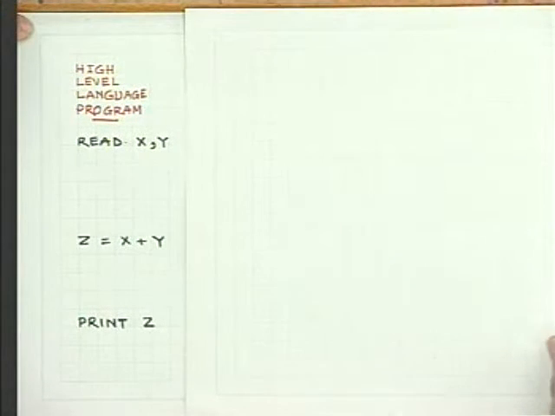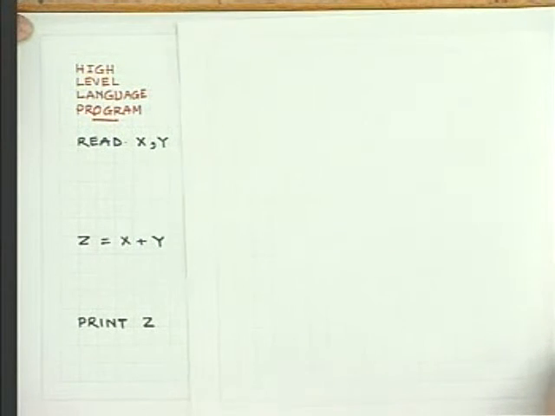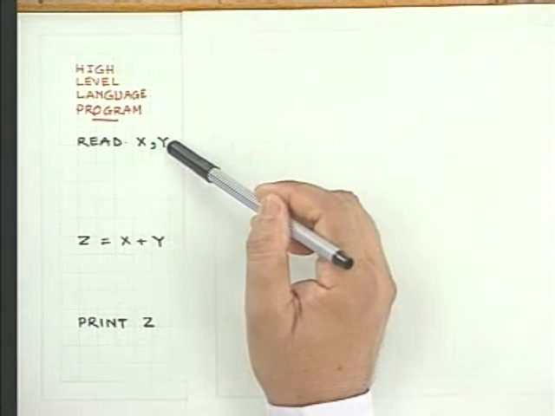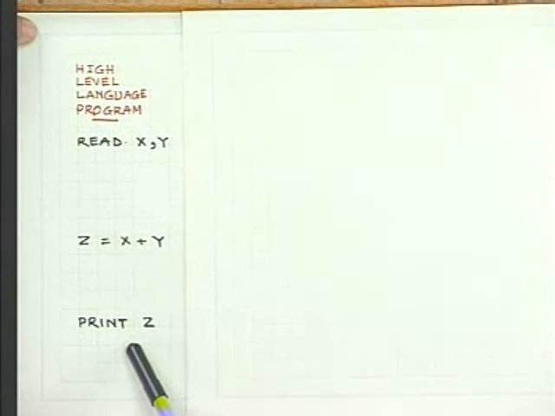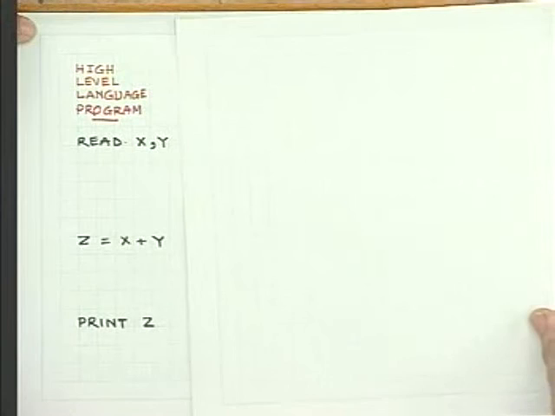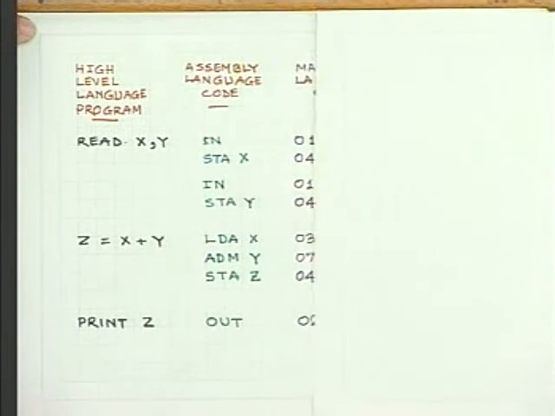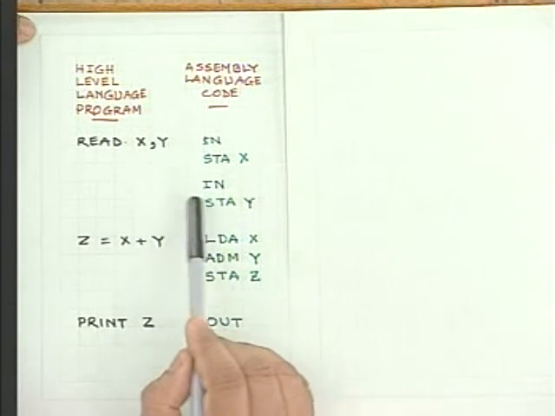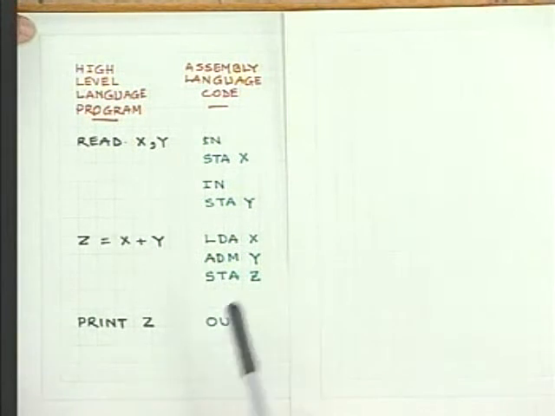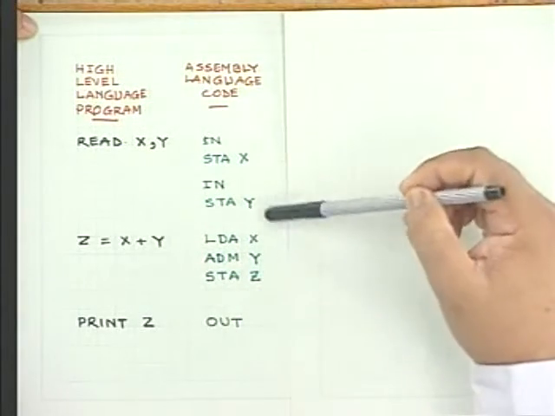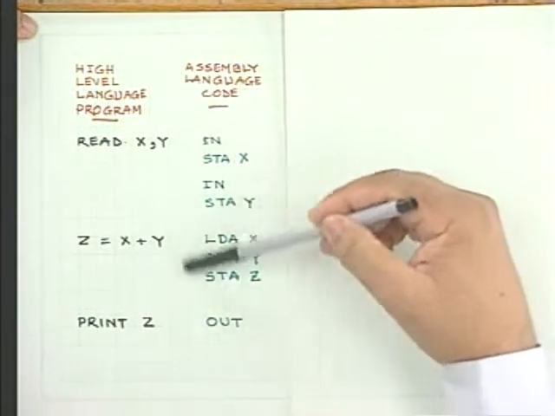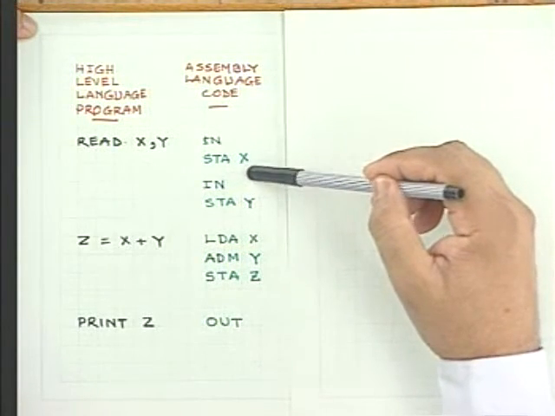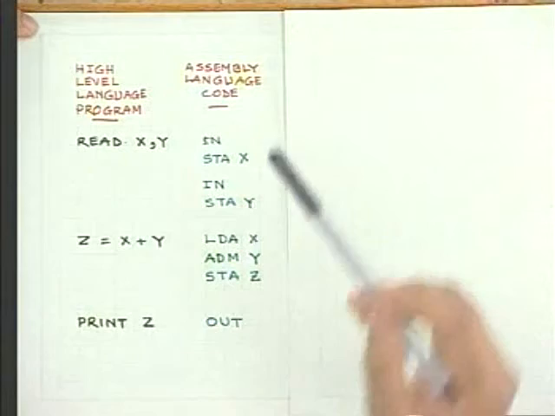Now, by this time you know that this high-level language program cannot be directly executed by the hardware. So, a translator translates, and I take it that the translator first translates it into an assembly language code. It's a typical assembly language code. It's not a particular assembly language code of a particular machine.